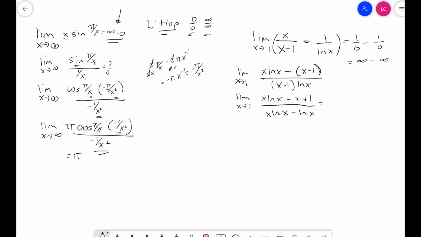Okay, now check it. Is it L'Hopital ready? Plug in 1, ln of 1 is 0, so that's 0. Negative 1 plus 1, that's a 0. Plug in 1, ln of 1 is 0, ln of 1 is 0. I get 0 over 0. So it is, in fact, L'Hopital ready. So let's do it. Okay. Oops, going to 1.